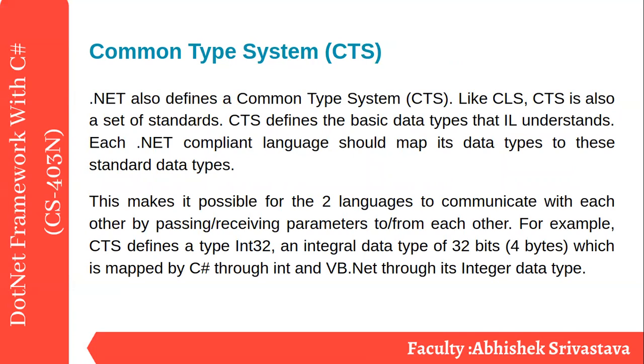Now, when we have different kinds of languages, their data types should be common. Somewhere we have Int32, somewhere Int64, somewhere only int, somewhere integer. All these data types do the same thing, but their syntax is different, also in terms of memory storage. So .NET also defines the Common Type System, CTS.